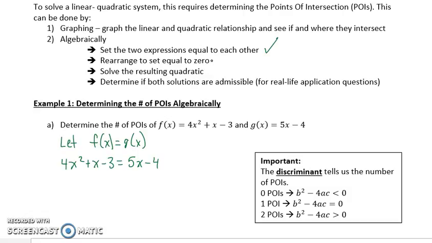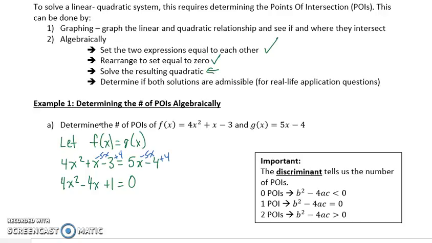Then we rearrange to set equal to 0. So we need to rearrange this, and I'm going to do that by subtracting 5x from both sides and adding 4 to both sides. And what that gives me is 4x squared minus 4x plus 1 is equal to 0. And if we're actually trying to solve for the points of intersection specifically, we would solve the resulting quadratic. We're going to do that in a minute.